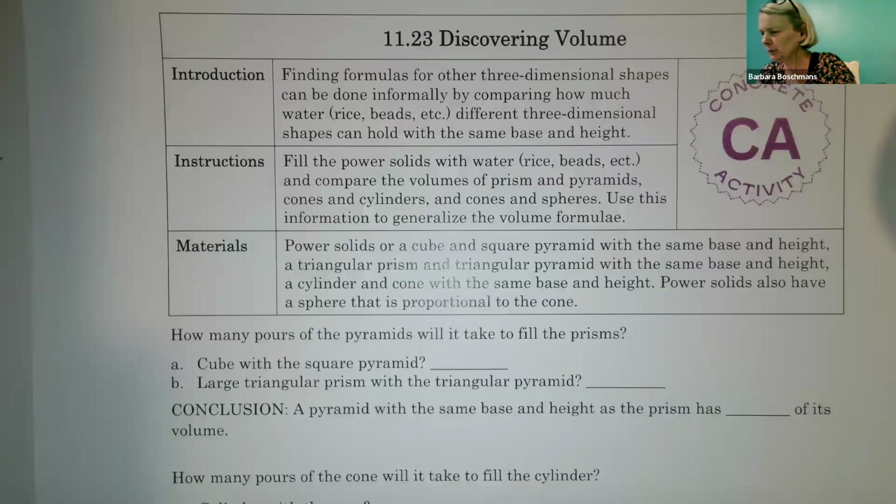Activity 11.23 is spelling volume. For this one, we actually need some of these shapes. These are from EAI Hands-On 9 and they're called relational geosolids. What we're going to do is compare the volume of different shapes to develop volume formulas.